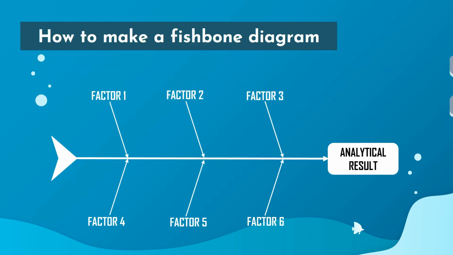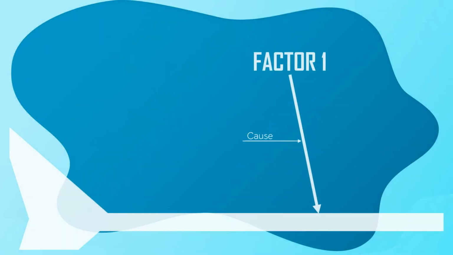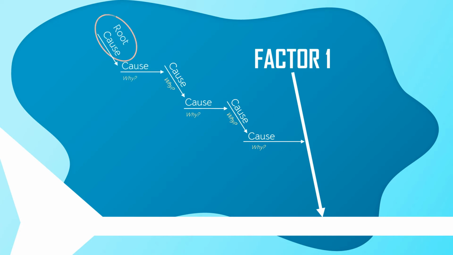Third step, conduct a brainstorming session in each category to identify all potential causes of the problem. These causes branch off from its appropriate category, and a certain cause may be applied in several places if they relate to several categories. You can keep asking why each cause happens to generate deeper causal relationships, and eventually, trace back the root cause of the problem. This is also known as the 5 whys technique, used in tandem with the fishbone diagram.